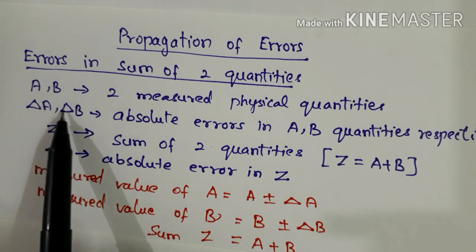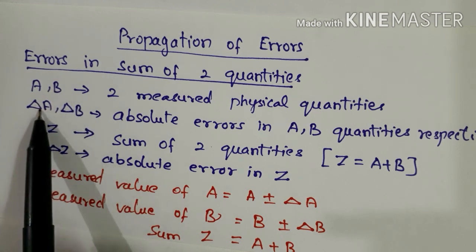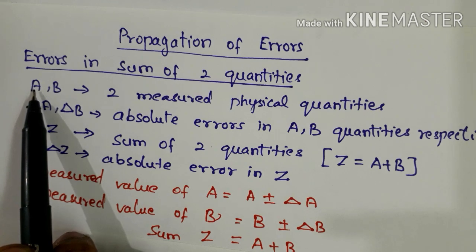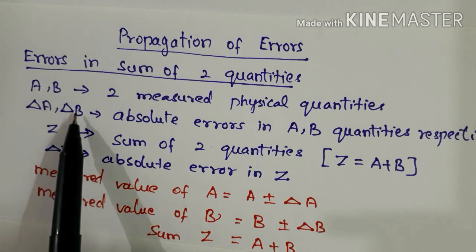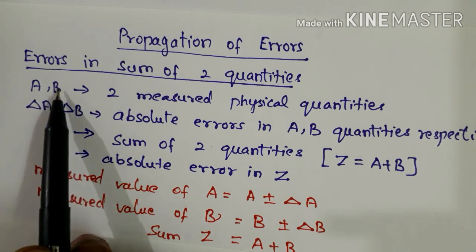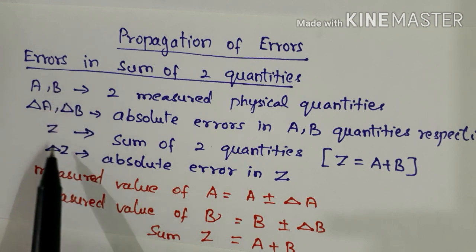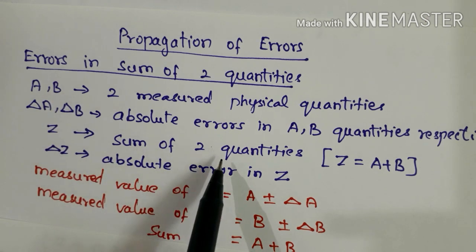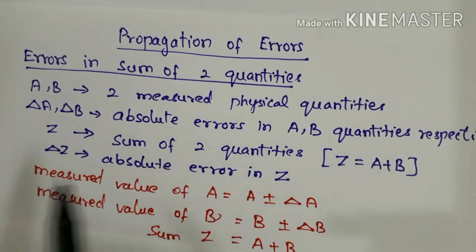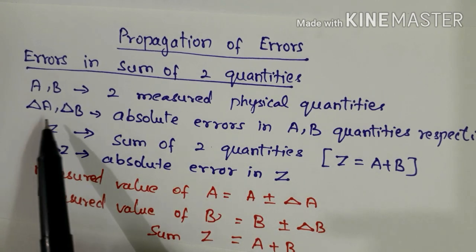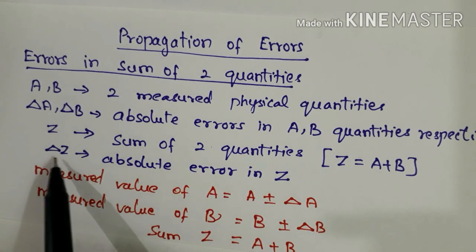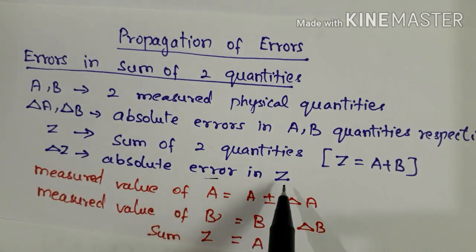Delta A, delta B, they are the absolute errors. Delta A is the absolute error in the physical quantity A. Delta B is the absolute error that arises in the physical quantity B. Z is the sum of two quantities, that is A plus B. In the final resultant value Z also, an absolute error delta Z arises. Delta Z is the absolute error in Z.